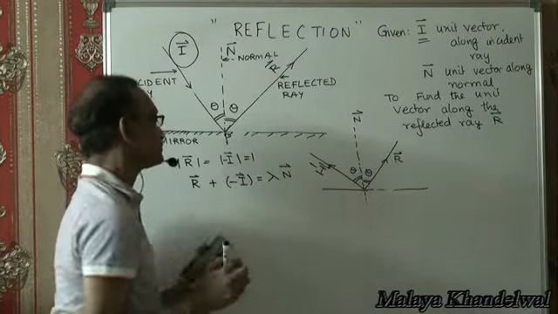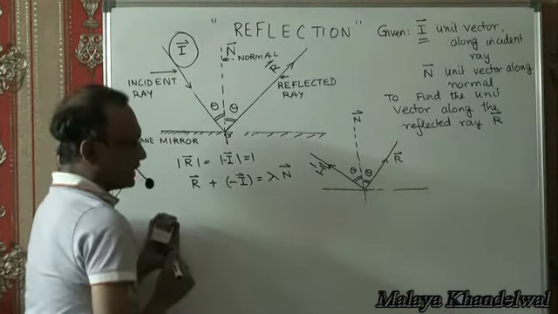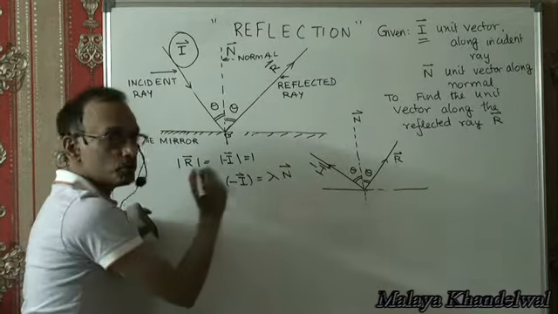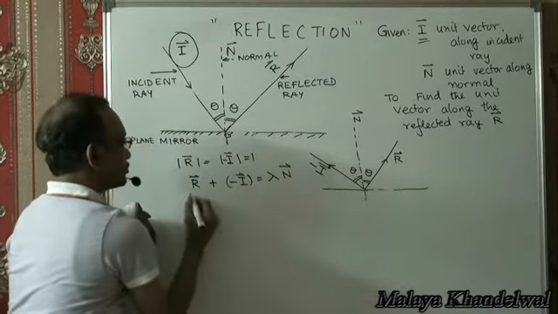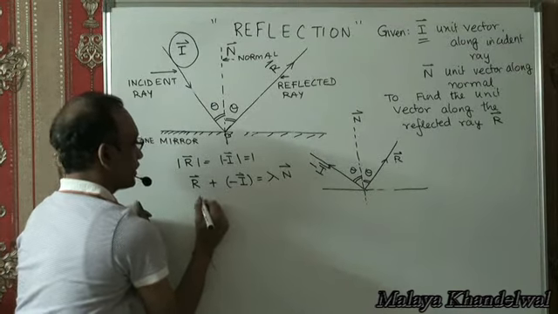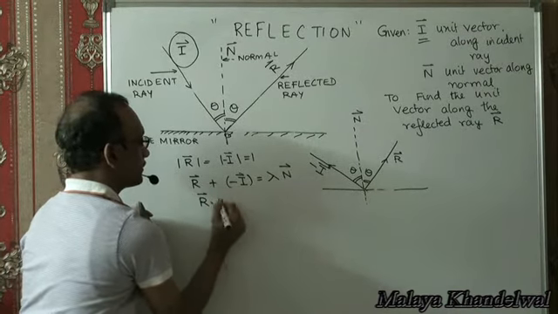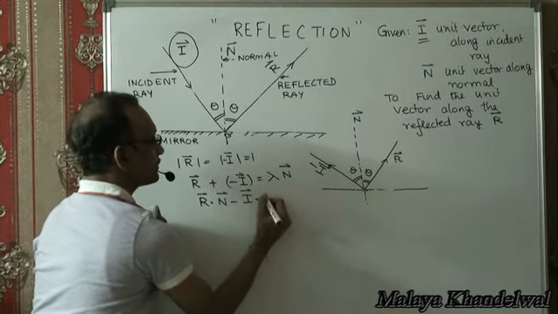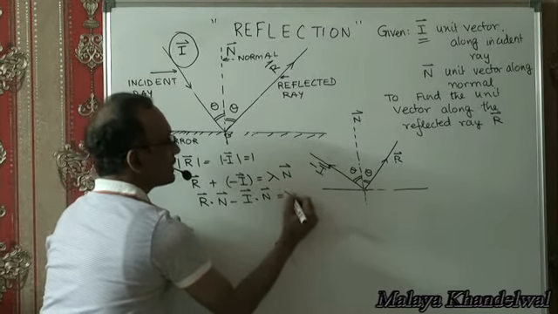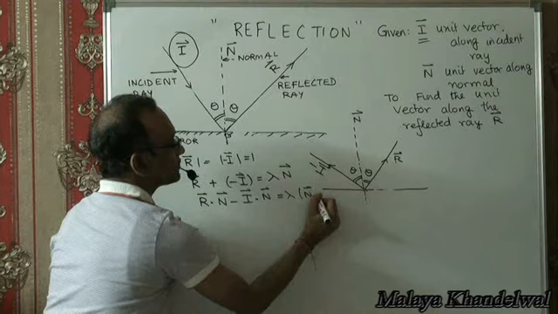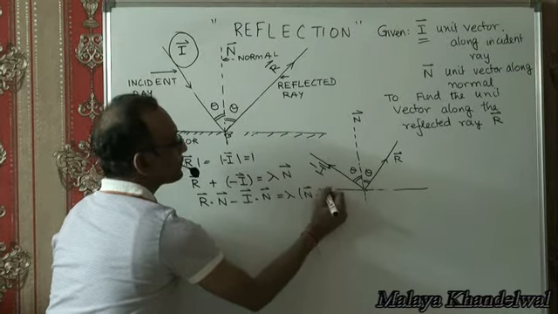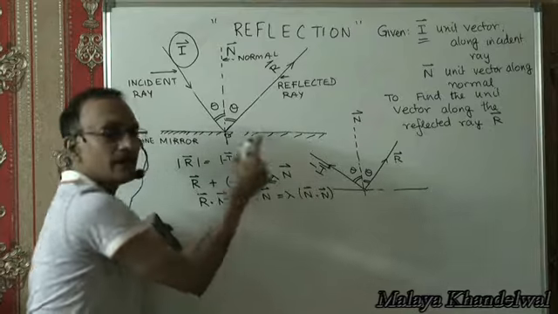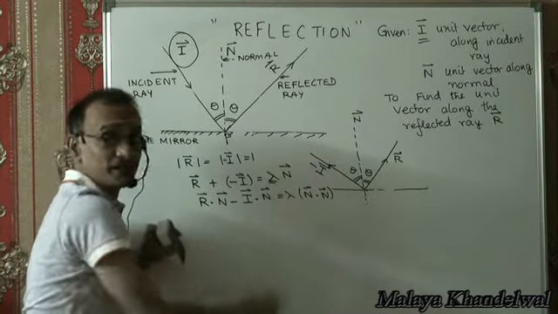So all that we need to do is find lambda. How do I find lambda? I'm going to take the dot product with N of both sides. See what happens. R dot N minus I dot N equals lambda into N dot N. Essentially, if I can find lambda, then I would know R. R would be I plus lambda N. So I'm targeting lambda.